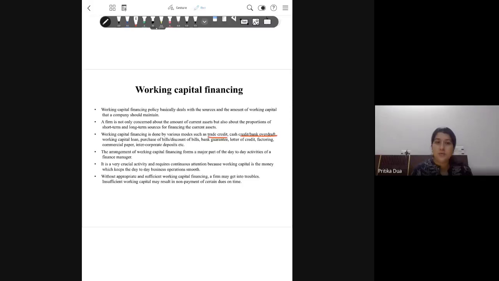Then we come to discounting of bills. What is the discounting of bills? Purchase of bills or discounting of bills?